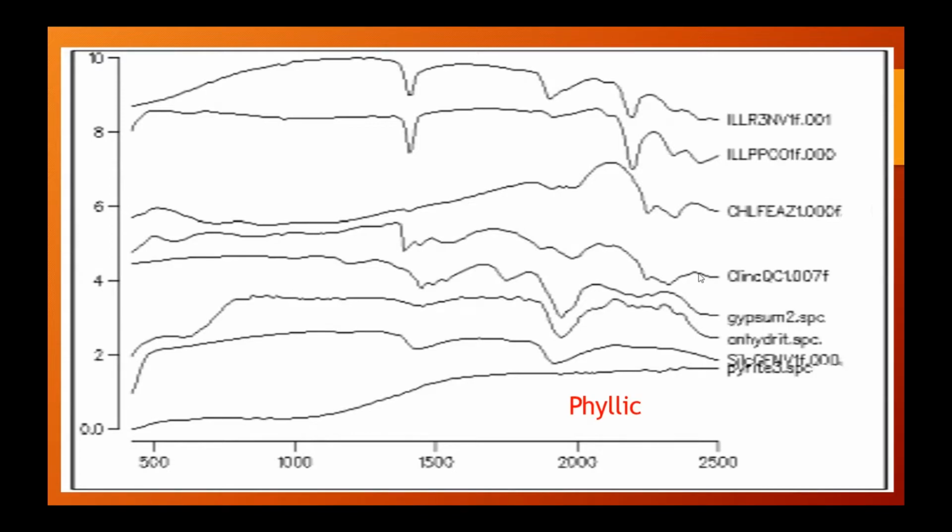A lot of times this is where we're going to see those white mica alterations. So if we're looking at the illite, the muscovite, this is the white mica alteration that we're looking at. Being able to distinguish between the illite and the muscovite is very important here. We're also going to see the iron chlorite, magnesium chlorite, gypsum, anhydrite, quartz, and pyrite.